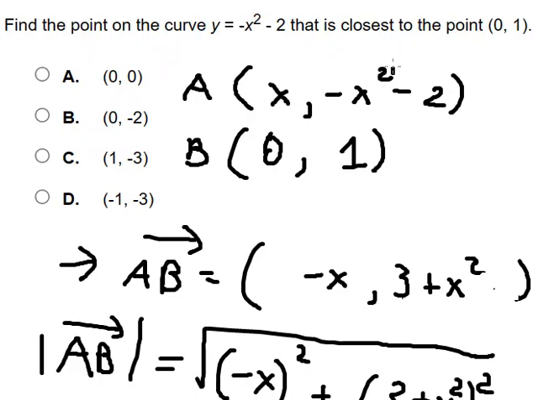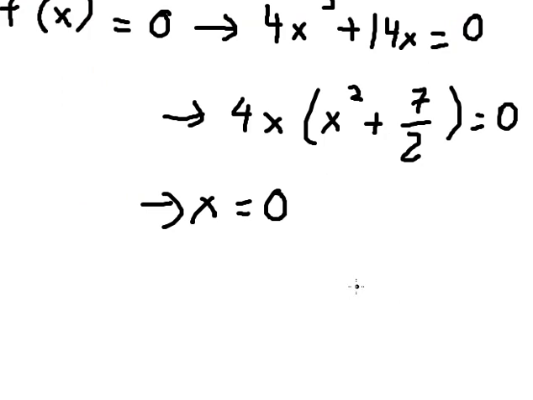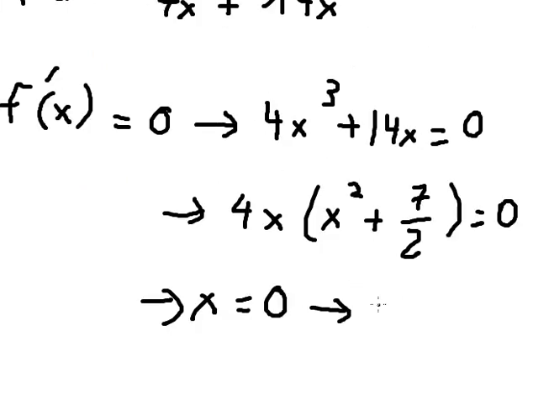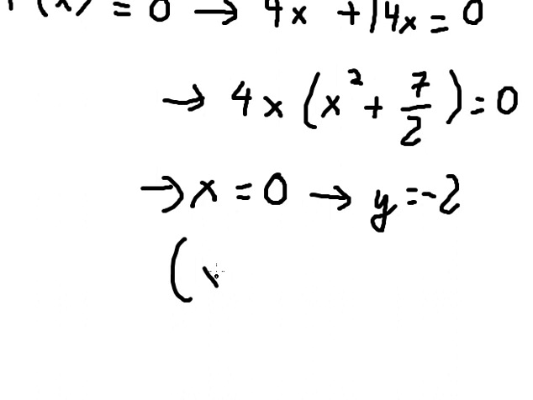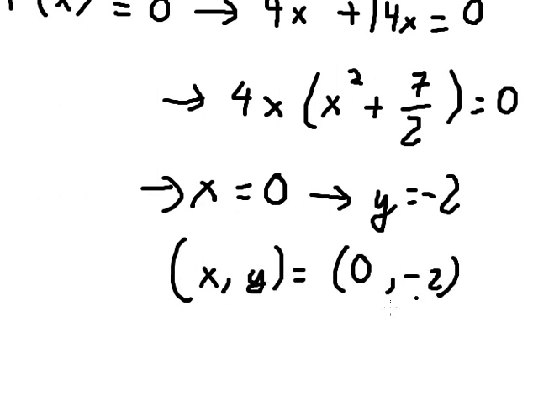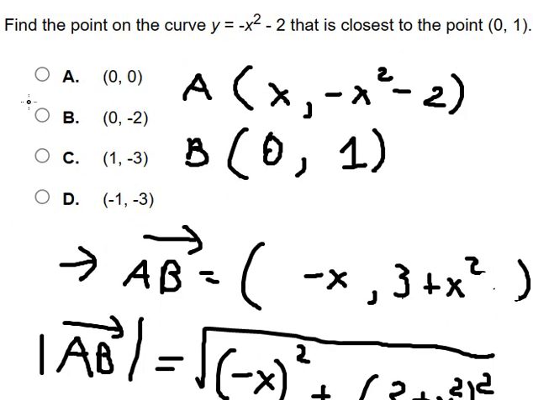That means we put 0 in here, and we have negative 2. And the final answer: so we need to select B.